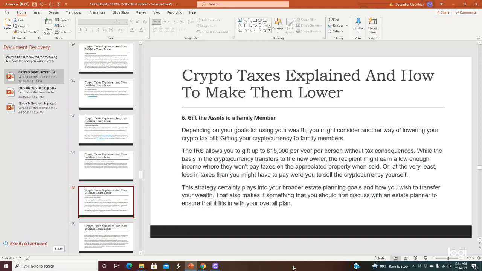So this strategy certainly plays into your broader estate planning goals and how you wish to transfer your wealth. That also makes it something that you should first discuss with an estate planner to ensure that it fits your overall plan.